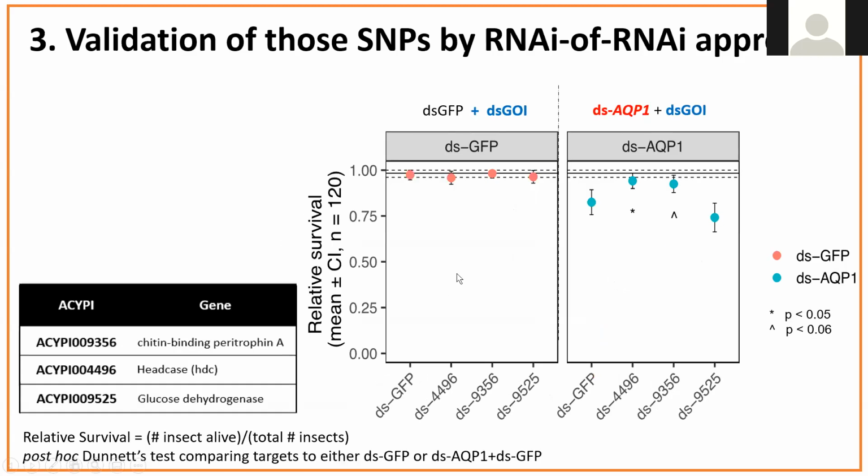And this is a second set of experiments trying these three genes with the same approach as the previous slide. And knockdown of the gene of interest doesn't show any differences. And in this aquaporin knockdown experiment, the aquaporin control was less effective, despite the fact that the head case shows a significant difference. And 9356, peritrophin A was close to the significant level, and 9525 doesn't show differences. So it seems like the head case and chitin binding peritrophin act as an activator of RNAi.